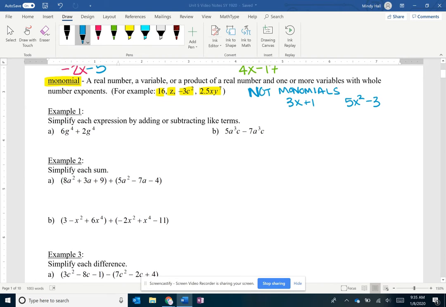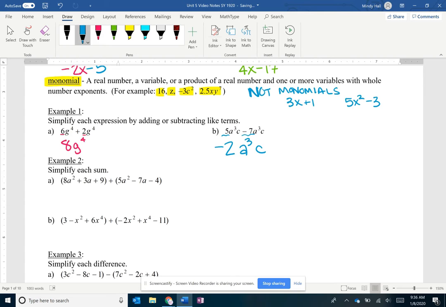So we are first going to simplify the expressions by adding and subtracting our like terms. So 6g to the 4th plus 2g to the 4th. Since they both have g to the 4th, I know I can just add them. So 6 plus 2 is 8. And then we keep the g to the 4th. So then for this one, we have a cubed c for both of these, which means we can just combine them as we want. So 5 minus 7 gives us negative 2, and then we keep the variables exactly as they are because they're the same.